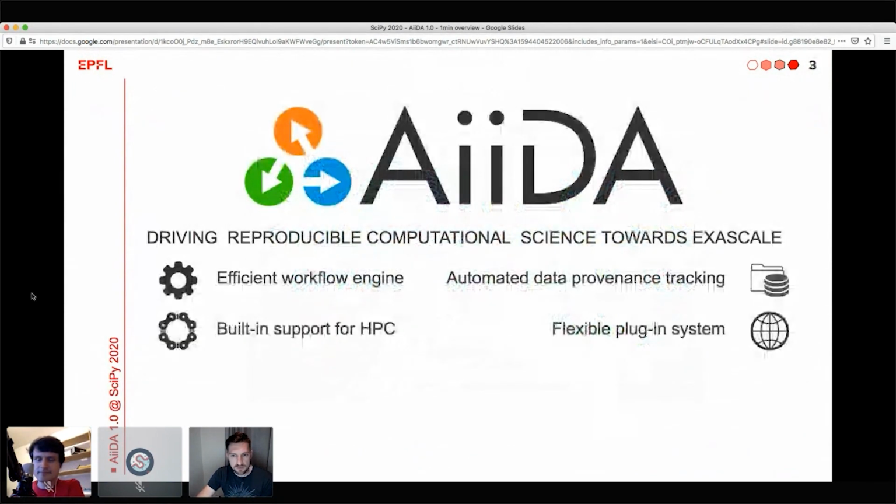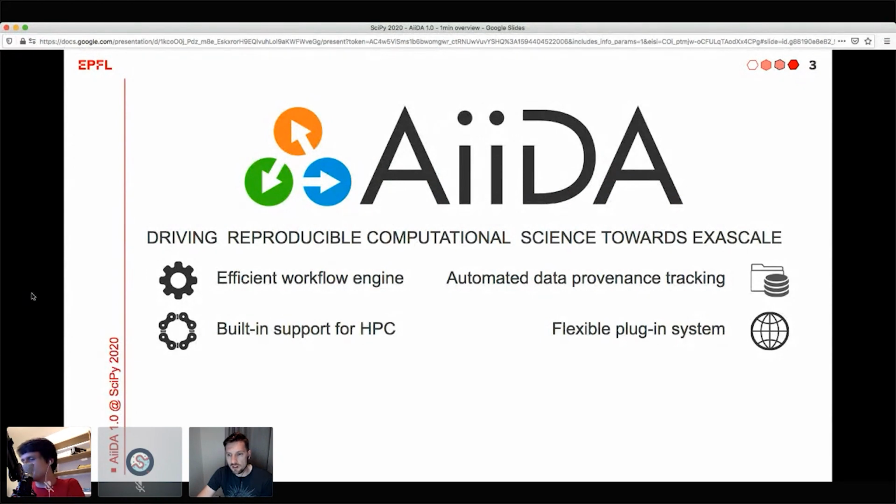It's a complete solution for driving computational science and simulations. For that purpose, it has a workflow engine, so you can define workflows and then execute them. You can do that either on your laptop or your workstation, but you can also do it on supercomputing clusters. So there's built-in support for standard schedulers like Slurm and Torque and so on. And then what I consider maybe most unique to AIDA is really this data provenance tracking. Every data point can be very well associated with the specific computation that was done to produce it, and then you can query this graph and explore it.